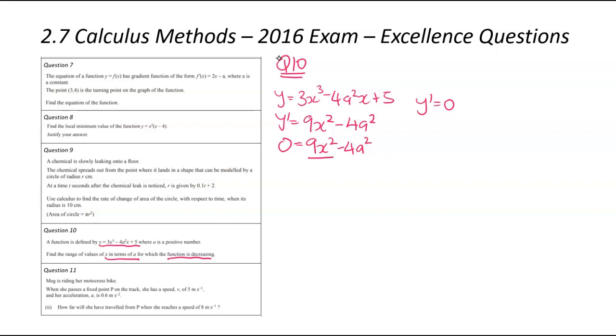So I can see that this is actually going to be a difference of two squares question, because I can square root both of them and there's a negative sign in the middle. So 0 is going to be equal to 3x, which is the square root of 9x squared, minus 2a, which is the square root of 4a squared, and then in brackets, it's going to be the positive version of that as well.